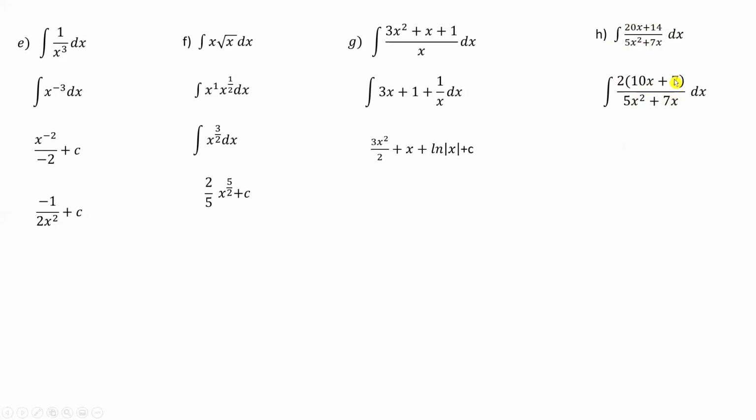10x plus 7. So I wonder if this is just the ln of the absolute value of 5x squared plus 7x. Let's check it. 1 over argument, derivative of argument. And what about the 2? The 2 just hangs out. So this is where we're eventually going to go.